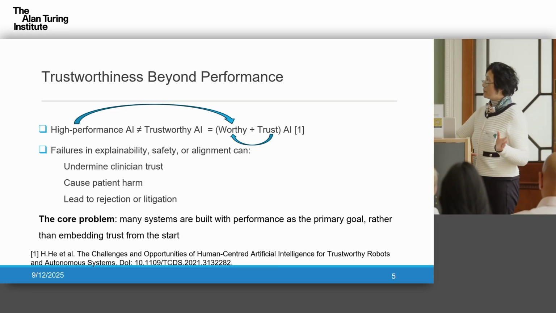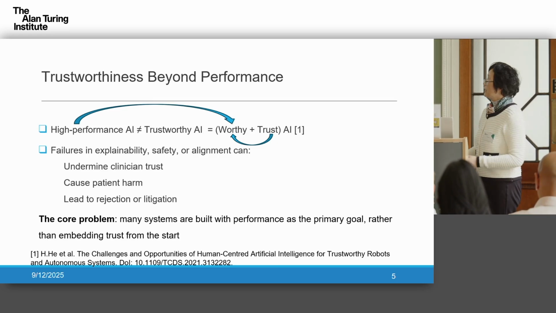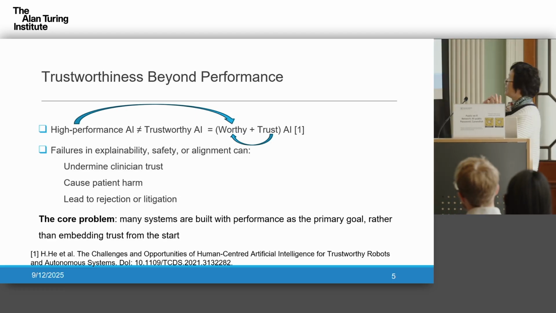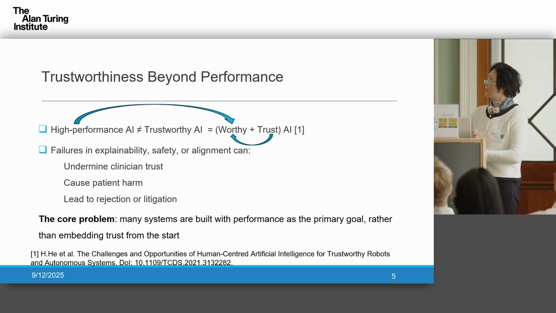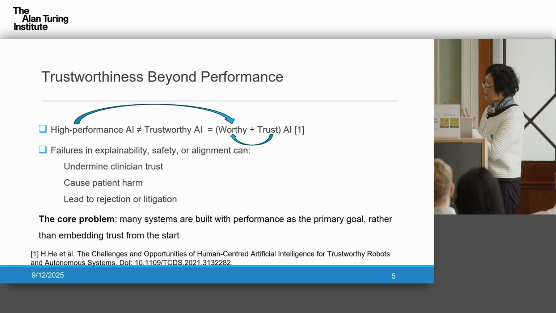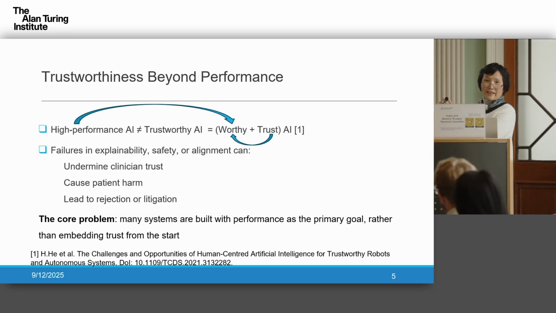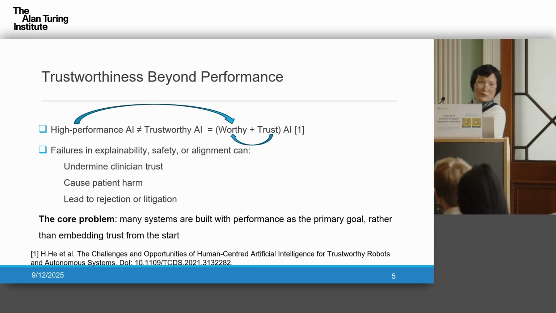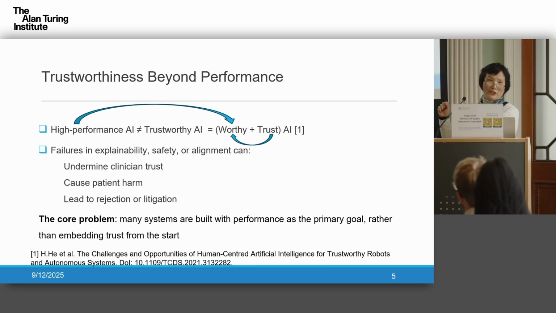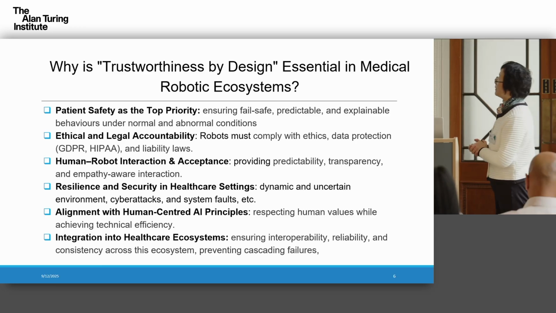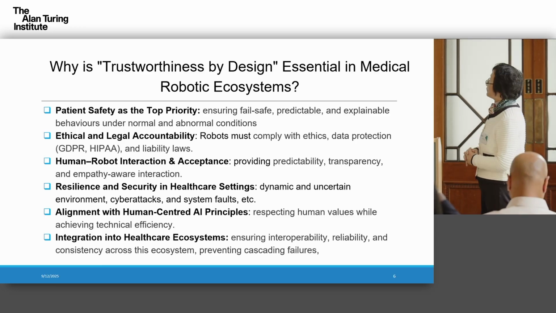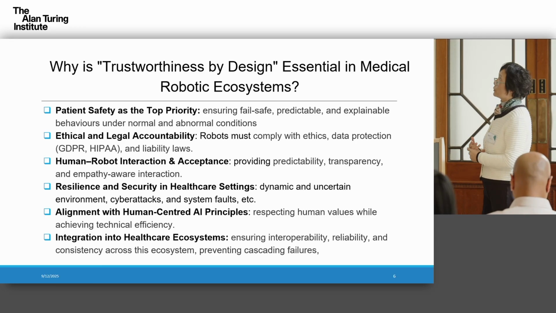Of course, as I mentioned, many systems are built with performance as the primary goal, rather than embedding trust from the start. So the question is: how can we move from high-performance AI systems to trustworthy AI systems? This is a critical question we need to answer. So now I consider trustworthiness by design, which is essential for the medical robotics ecosystem.